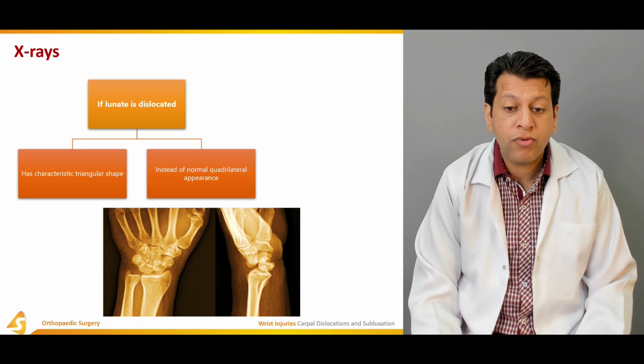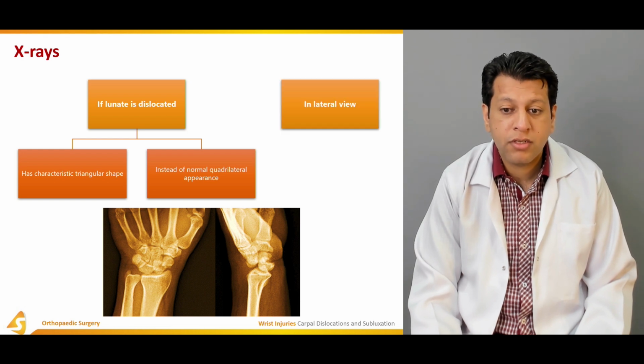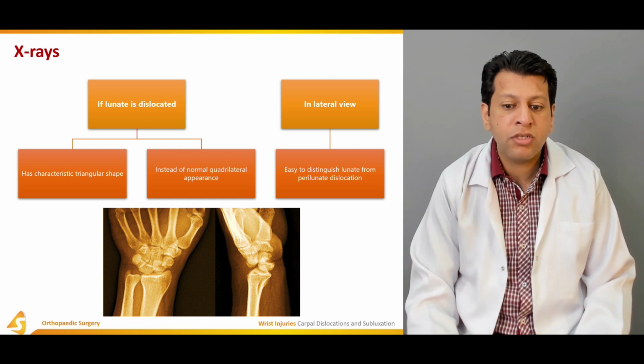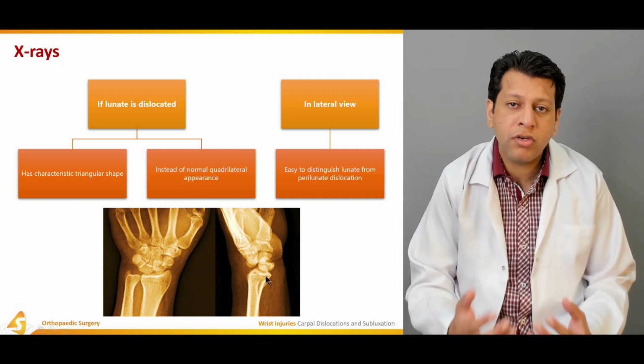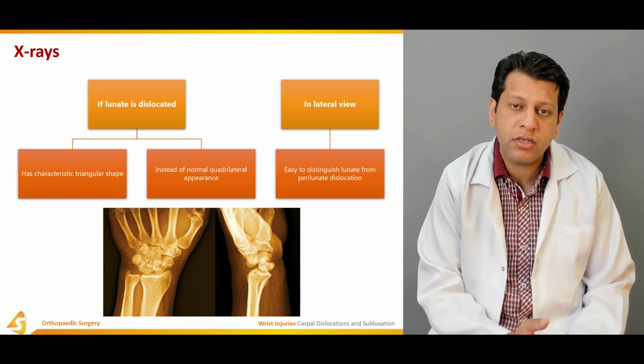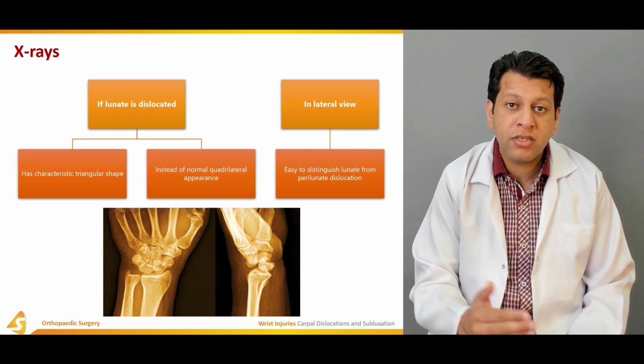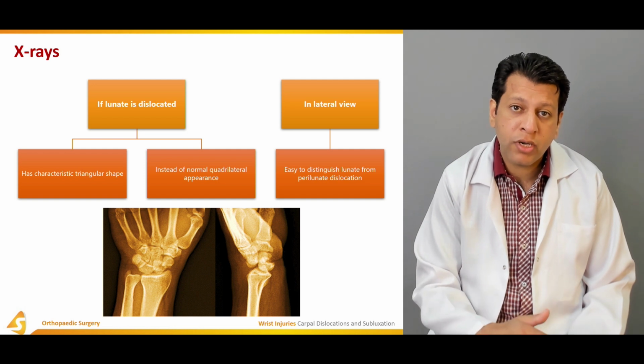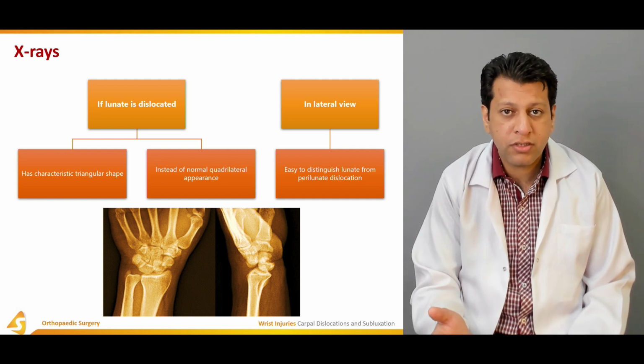As I told you, instead of the normal quadrilateral appearance. On the lateral view, it's easy to distinguish lunate from perilunate dislocation because in the perilunate dislocation, the lunate stays in the radius groove, that is the radiolunate fossa, while the other carpal bones seem to be dislocated or out of sort of the radial styloid.